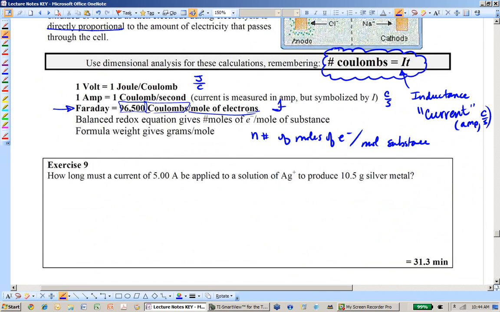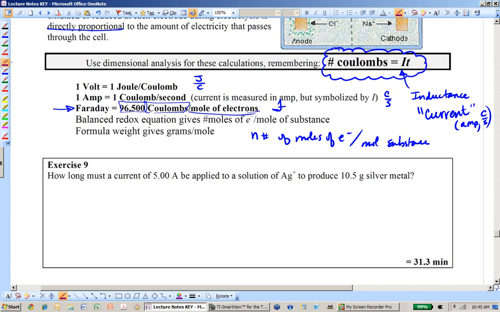So let's try this, and let's see how we do with a fairly simple introductory sort of problem. You are going to want your reduction potential table handy, ready to go if you need it. Also the periodic tables, so you're going to want to have both of those out. So I'll wait. You can pause me while we work on that.